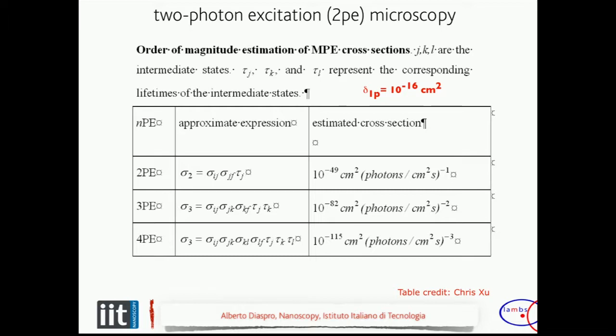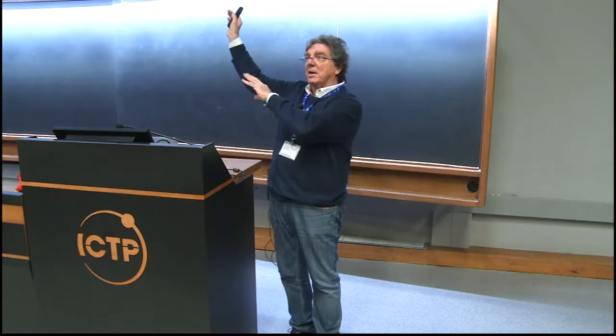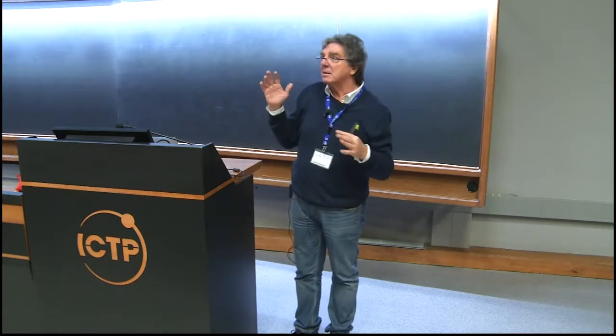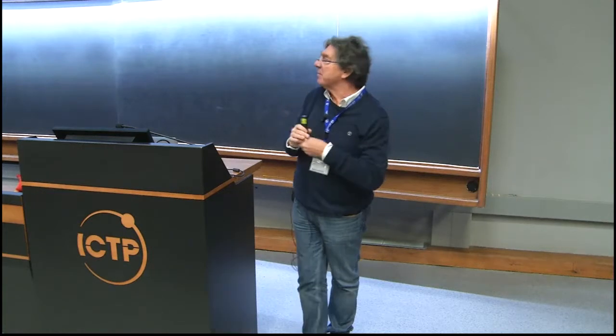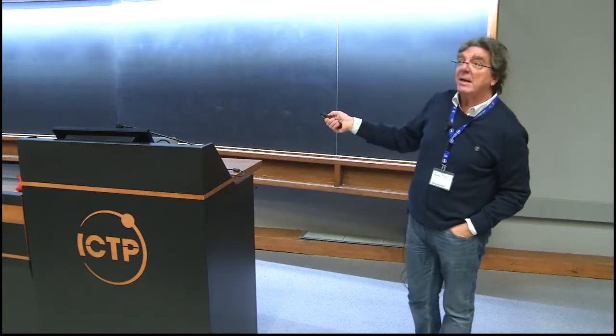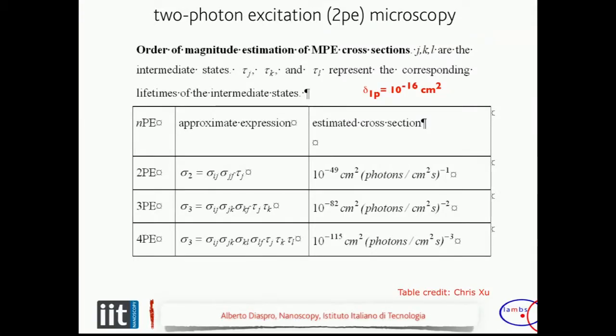Now, don't consider this part. Consider only the number. You start from 10 to the minus 16, which here you know is a real cross-section, geometrically speaking. This tells you that working in fluorescence is nice for all the reasons we were trying to discuss before, but it is not very efficient: 10 to the minus 16. When you move to two-photon, it's 10 to the minus 49. When you move to three-photon, it's 10 to the minus 82, and so on. This means that your process has really a very poor efficiency.